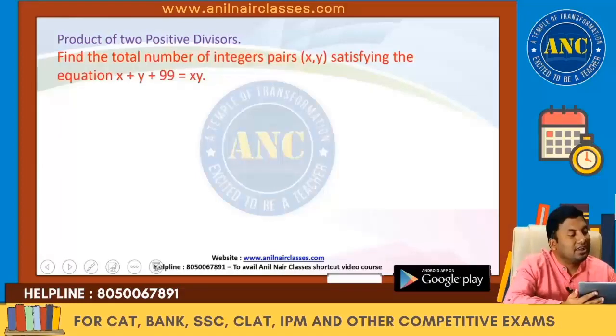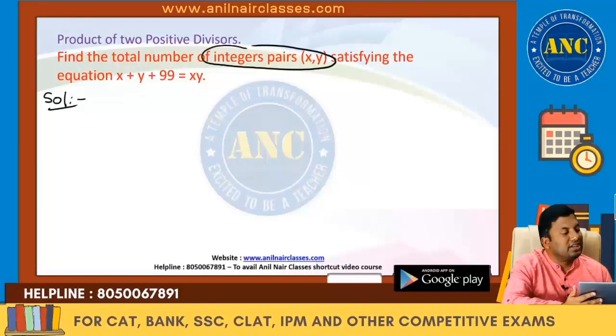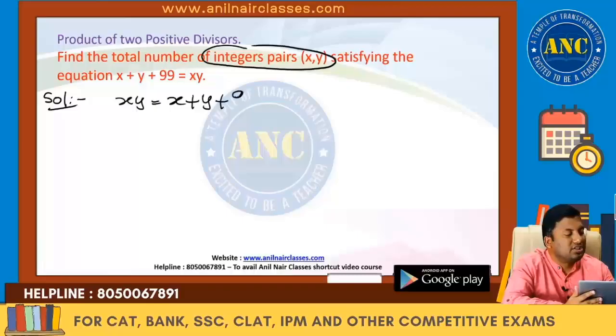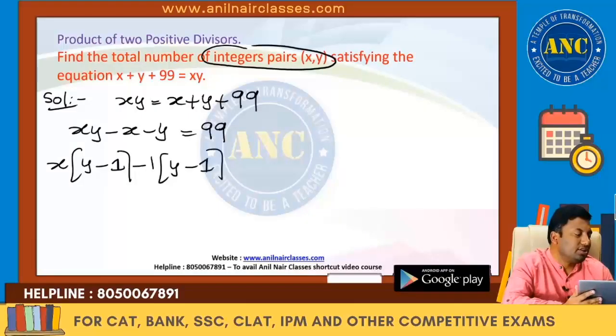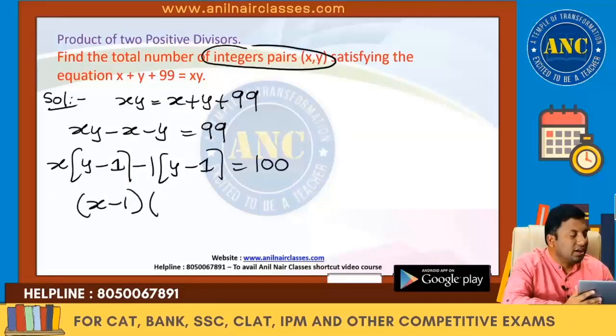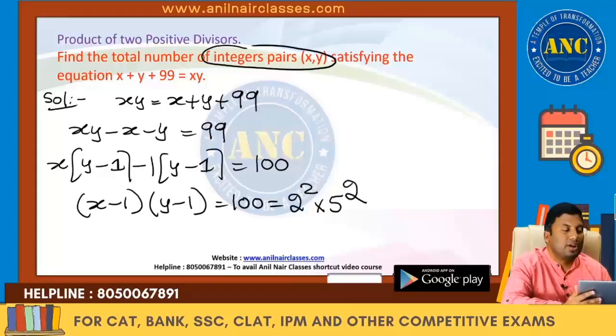Next one, find the number of integral pairs satisfying the equation xy = x + y + 99. Put everything on the left hand side: xy - x - y = 99. If I take x common, it is x(y - 1), and taking y - 1 again, this is nothing but adding 1 on both sides, so it is 100. So it is nothing but (x - 1)(y - 1) = 100. 100 is nothing but 2 square into 5 square.